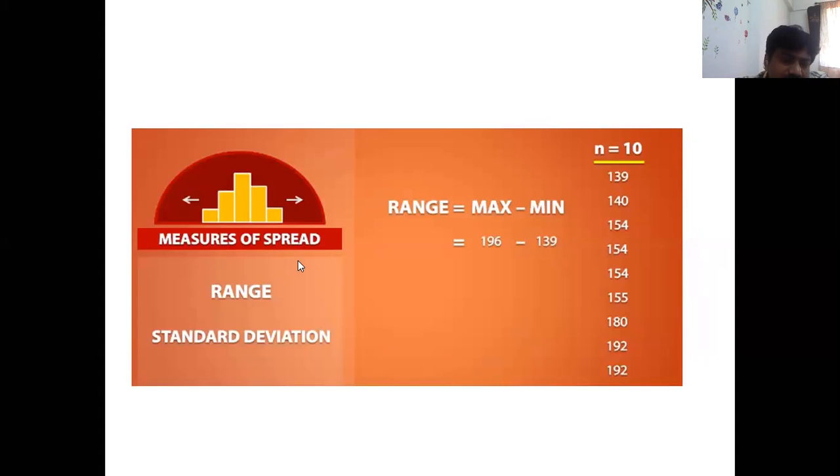Next is the measure of spread. Two measures are there, range and deviation. The definition of range is equal to max minus min. So the same data set, 10 sample points. The range will come, maximum is 196.